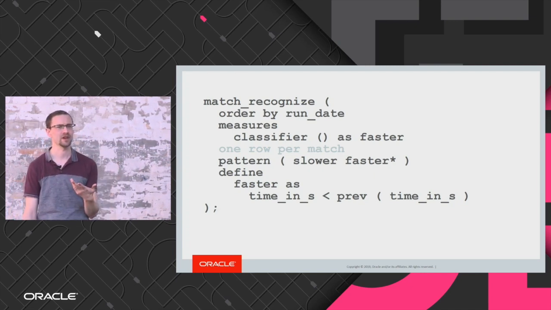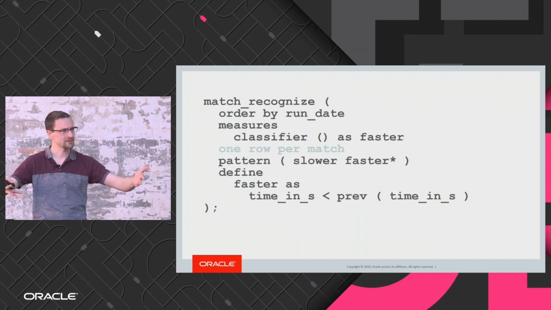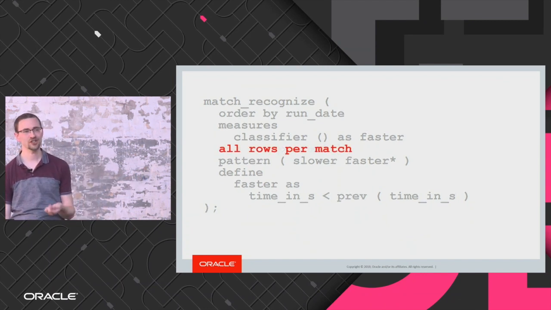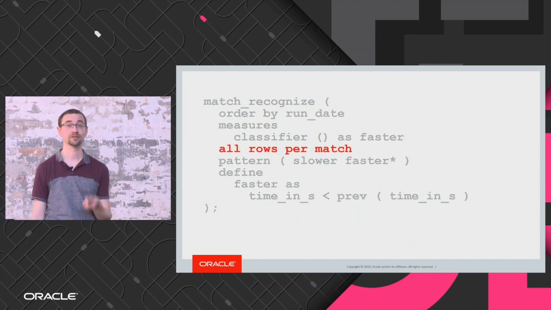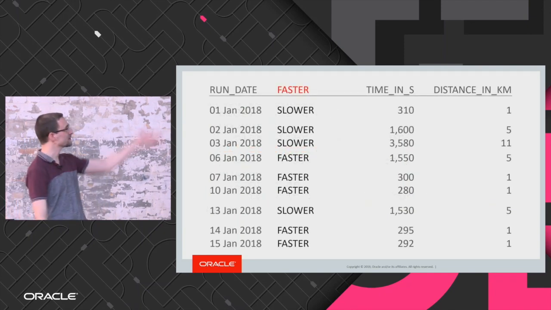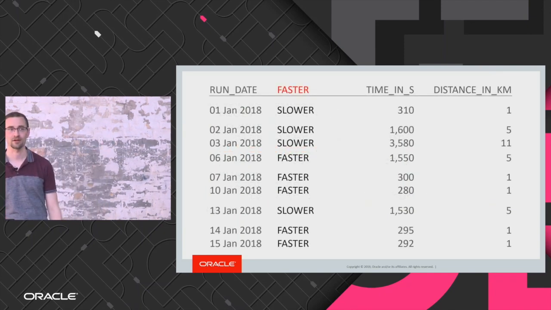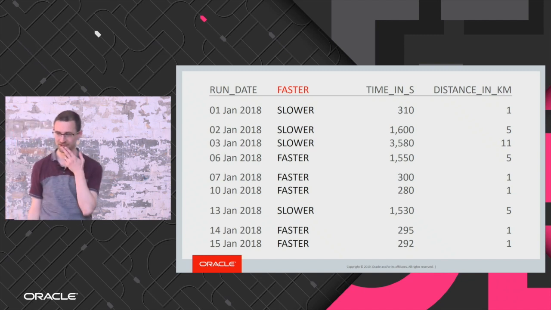So that's not what I want. I wanted every single row. So what can we do about this? Well, we can change this to all rows per match. So this preserves the data set. We do it, and now we can see whether or not I'm faster or slower. So we can see which pattern variable it matched. Great.